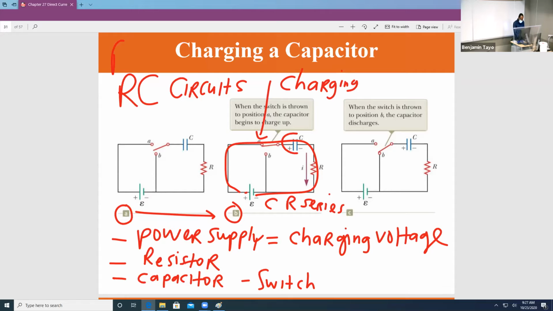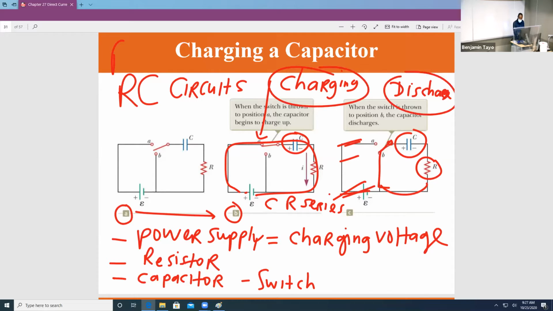Now, when this capacitor is 100% charged, you're going to remove the switch from here and place it at point B so that no power supply is coming in. And so the capacitor is just going to supply energy to power this resistor. So this will be called discharge. So you have the charging circuit and the discharging circuit. It just depends on where you place the switch.